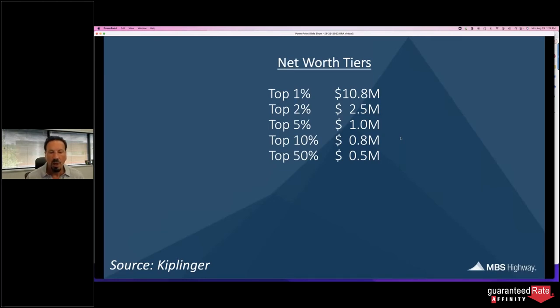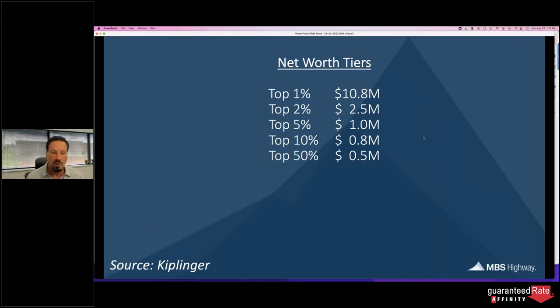Now, according to Kiplinger's, this just came out. This is recent, from earlier this month. If you have $10.8 million in net worth, that's all your assets minus your liabilities, you're in the top 1% in the United States in net worth. The top 2% is 2.5 million. Top 5% is $1 million. Top 10% is 800,000. And if your net worth is $500,000, you're in the top 50% of Americans.